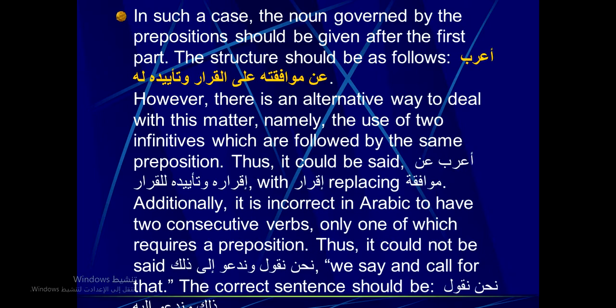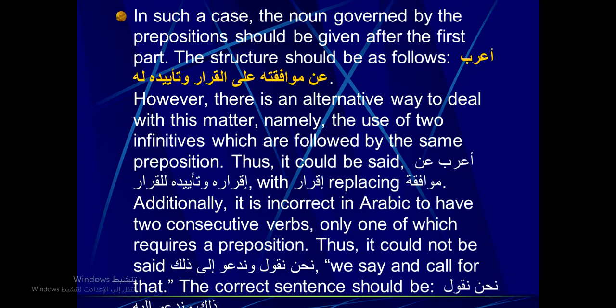However, there is an alternative way to deal with this matter, namely the use of two infinitives which are followed by the same preposition. Thus, it could be said أعرب عن إقراره وتأييده للقرار. Not أعرب عن إقراره على وتأييده للقرار, with إقرار replacing موافقة. Additionally, it's incorrect in Arabic to have two consecutive verbs, only one of which requires a preposition.